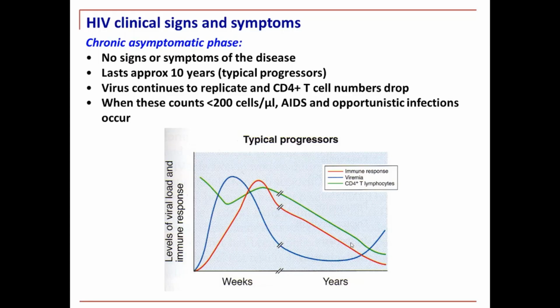Like I said, the virus continues to replicate, but the CD4 positive numbers are slowly dropping. And when these counts drop to less than 200 cells per microliter, that's not enough CD4 helper cells to help stimulate your immune system, and AIDS and your opportunistic infections start to kick in.